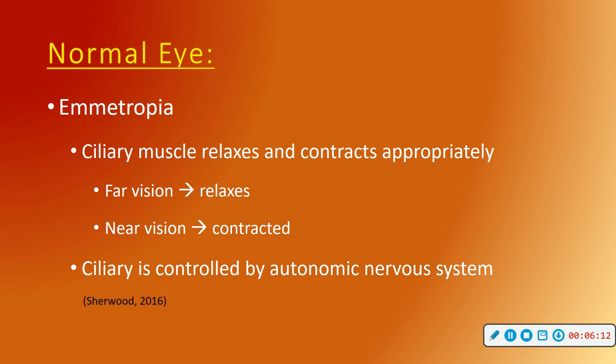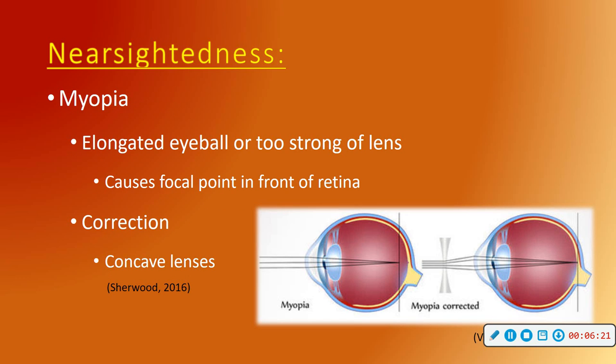Now, unfortunately, many people do not get the wonderful experience of a normal eye. I am someone who experiences nearsightedness. I am almost legally blind, and it is because I have an elongated eyeball. My eye is too long, and so my lens is too strong, and it can't contract and relax when it should.